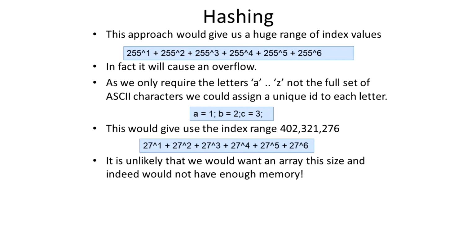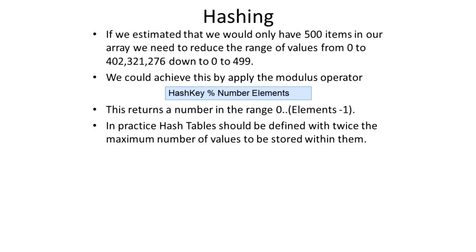Because if we have an array index of, say, 4 million, that would mean we'd have to create 4 million elements of an array, which is unnecessary if we only want to store a handful of values within our particular array. And so a way to reduce the huge range of keys would be to use the modulus operator, which is the percentage sign on the keyboard. And the modulus operator will return the remainder of a particular division.